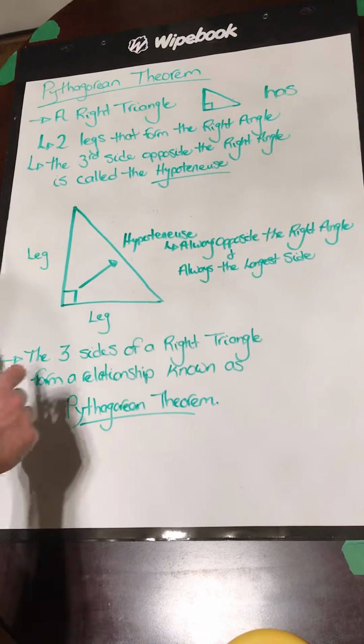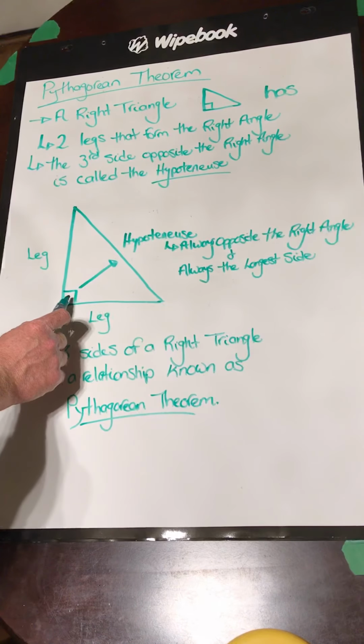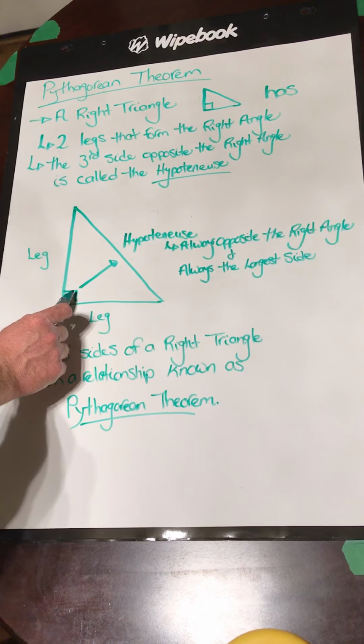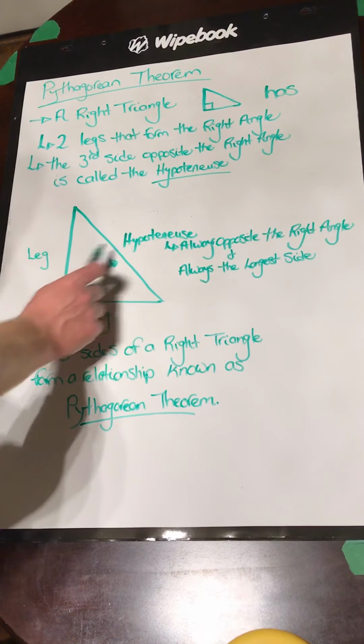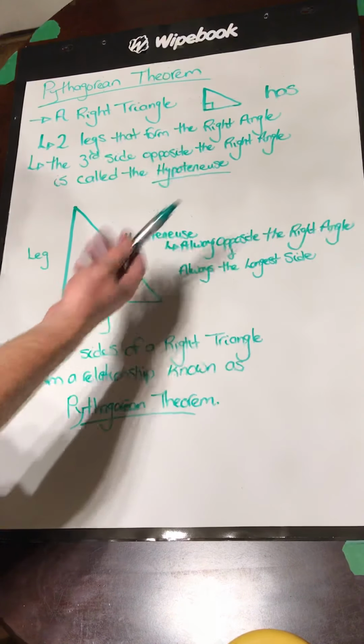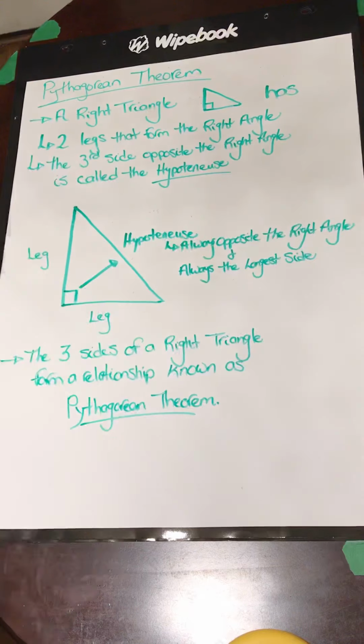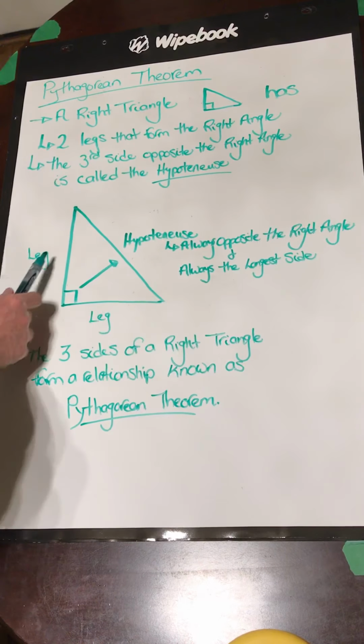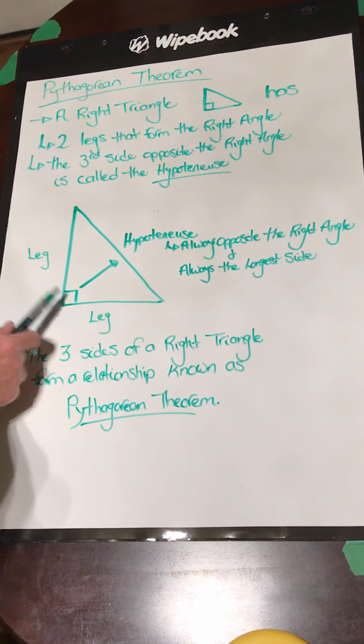And we can see that on this triangle here. We have opposite the right angle is the hypotenuse. And the hypotenuse, as we just said, is always opposite the right angle, and it's always the longest side. And then we have the two legs that form this right angle.